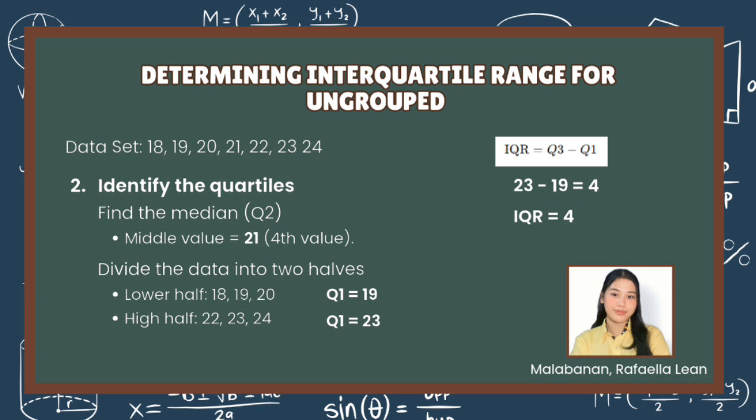Now that we have the lower and upper halves, we can find the first and third quartile. To get this, we need to look at the middle value of the lower and upper half. So the first quartile is 19 and the third quartile is 23. Now, let's get the interquartile range. 23, or the Q3, minus 19, the Q1, equals 4. So our interquartile range is 4.